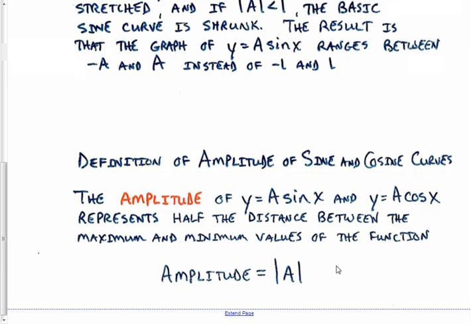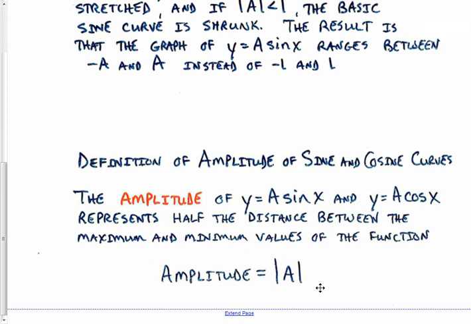So here is the definition of the amplitude of sine and cosine functions. The amplitude of y equals a sine x or y equals a cosine x represents half the distance between the minimum and maximum values of the function, which, as we saw a while ago, I just said from the middle, from the x-axis, but really we had a low of -2 and a high of +2, and it's half of that distance.